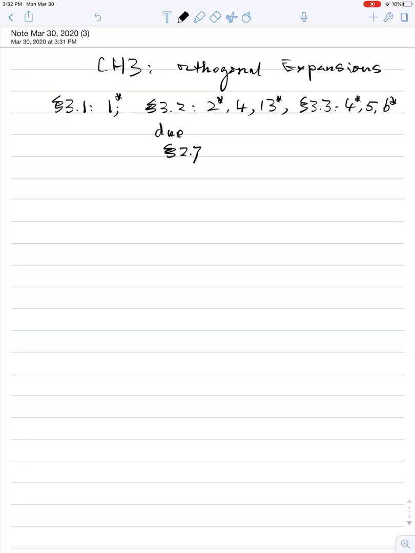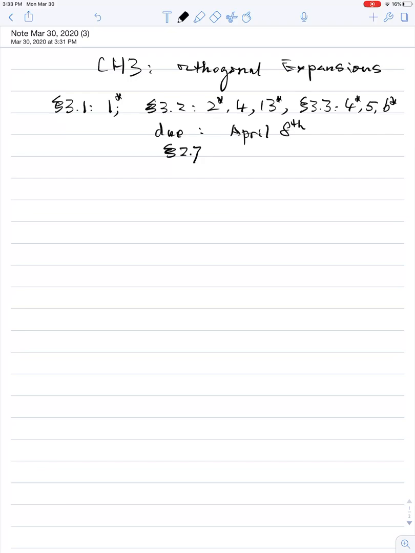So the homework problems for these sections: for 3.1 is number 1. For 3.2 is number 2, number 4, and number 13. And for 3.3 is number 4, 5, and 6. And they are due together with the homework problems for 2.7. They are due on April 8.